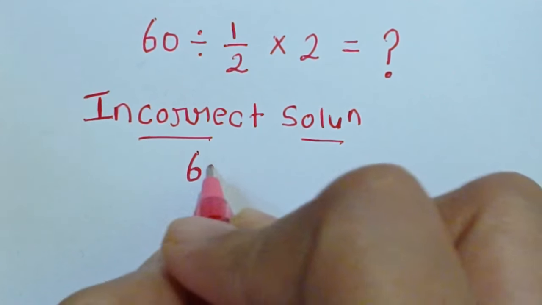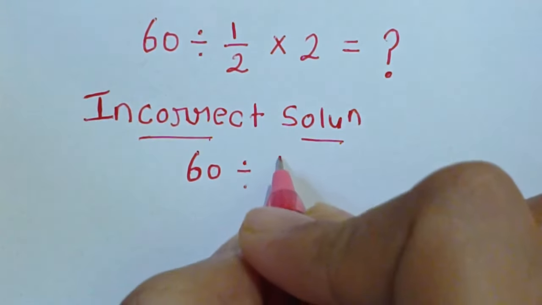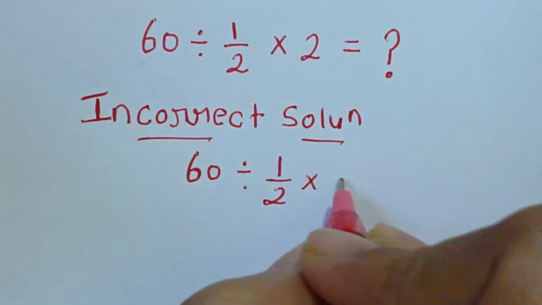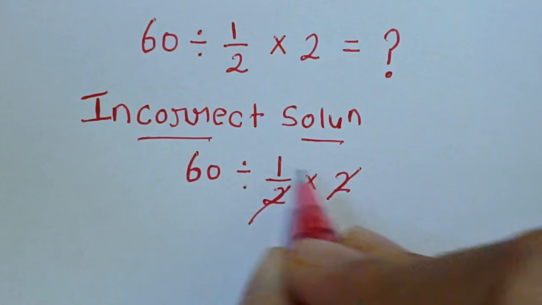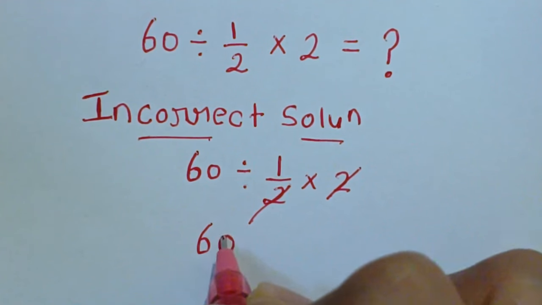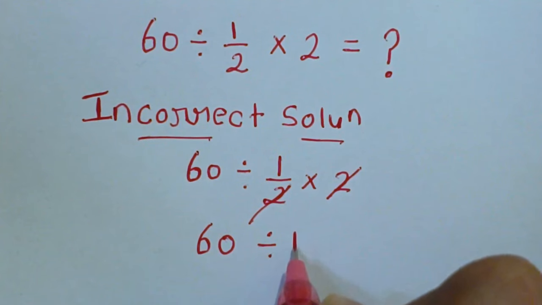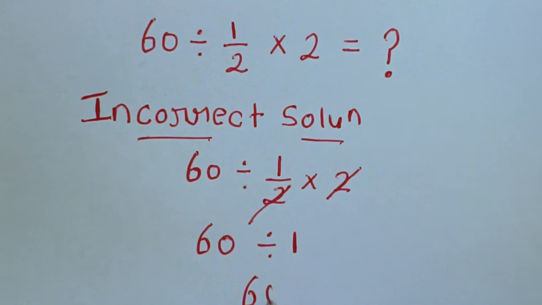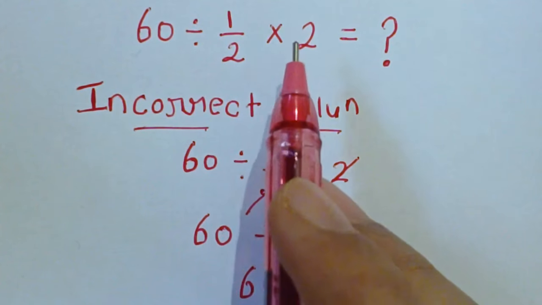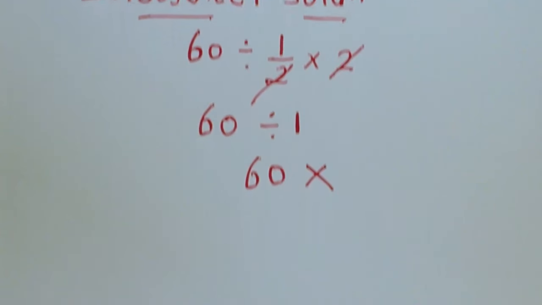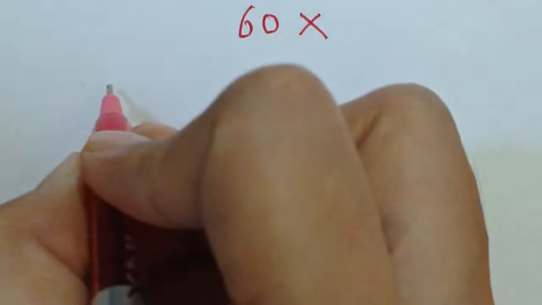So your question is 60 divided by 1 by 2 times 2. So here this will get cancelled. 60 divided by 1, which is 60. But this is an incorrect answer. So what is the value for this expression, the correct value? So let's solve the correct solution.